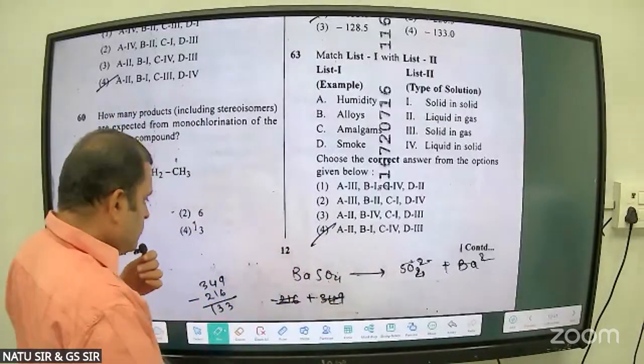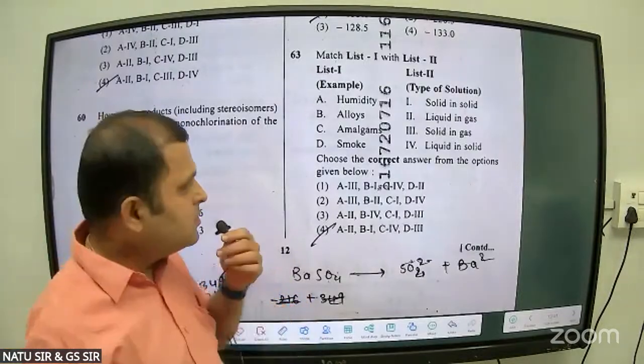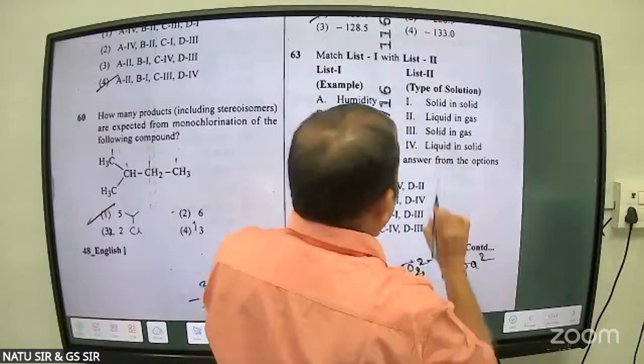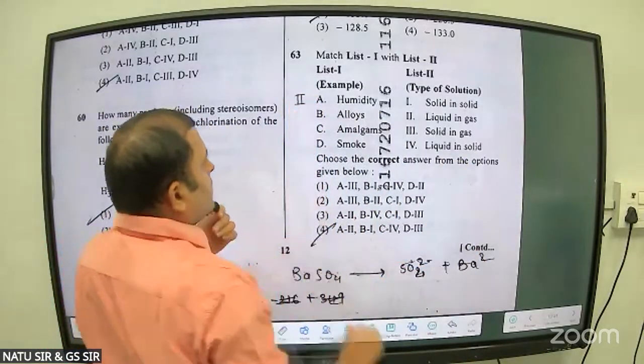So humidity is basically what? It is moisture or water in air, right? Water in air is basically what? Liquid in gas. So A will be 2.